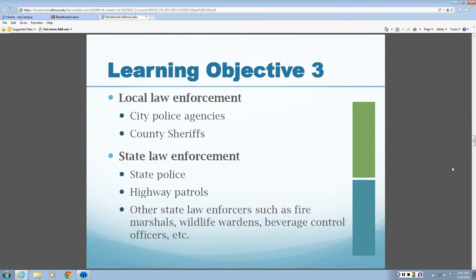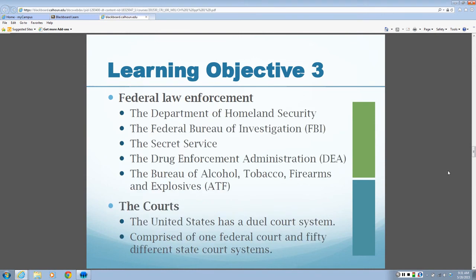Law enforcement, this is really simple. Most of you probably know this already, but law enforcement can be divided into local law enforcement, state level law enforcement, and understand that local and state law enforcement typically enforce the same larger set of laws. And then you're going to have federal law enforcement, and federal law enforcement has a very narrow window of laws that they enforce, and they're typically only federal laws.